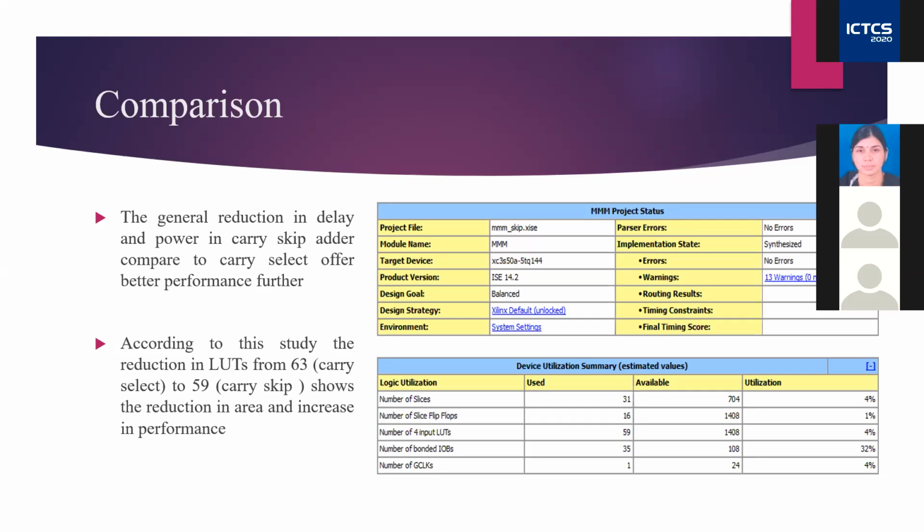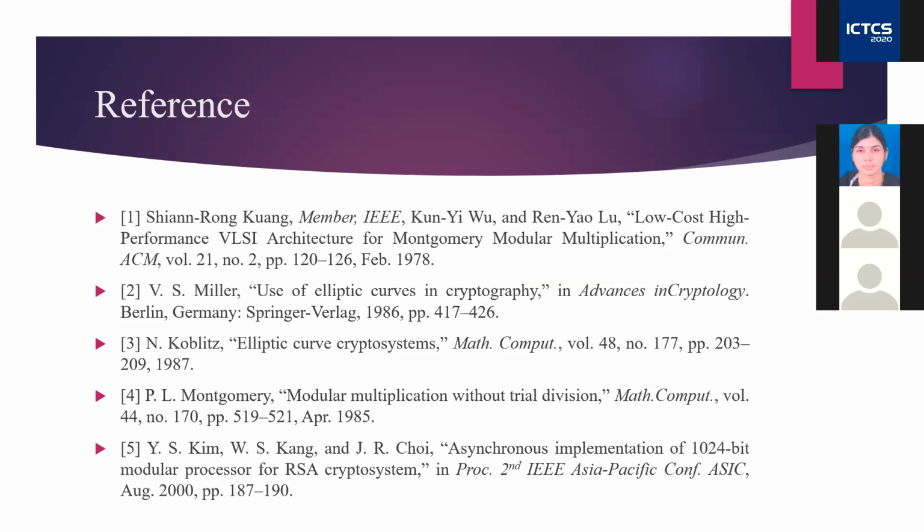The reduction in LUTs from carry select, that is, carry select uses 63 and carry skip uses 59. This shows the further reduction in area, and it will increase the performance. These are the references. And thank you.